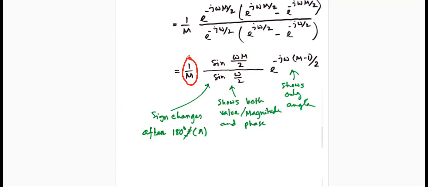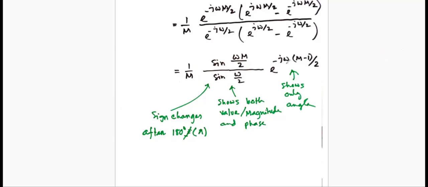What is m? M is a point, so it can be 3, or 5, or 7, or 4. It is a value, so 1 by some value is a constant. It will remain constant. And in the last portion, this portion, it actually carries the phase.